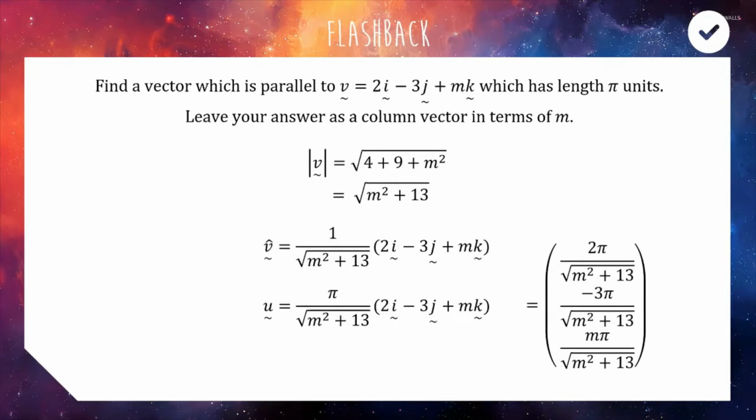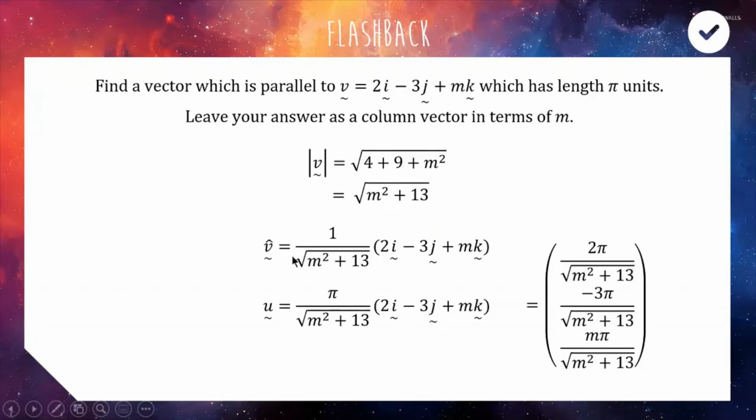So first thing we need to do is find the length of vector v by taking the magnitude with a cheeky bit of three-dimensional Pythagoras. That works out to be the square root of m squared plus 13. Now if we take vector v and we divide it by its length, which is the same thing as multiplying by 1 over the length, this now turns it into a unit vector with length 1.